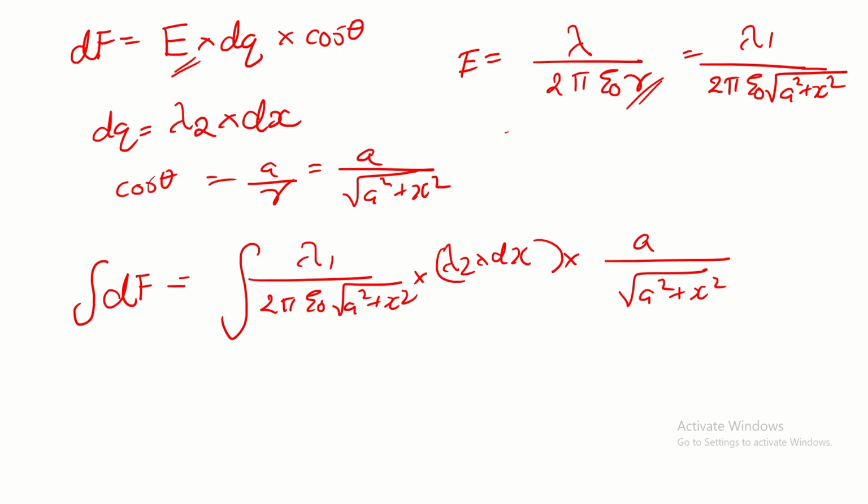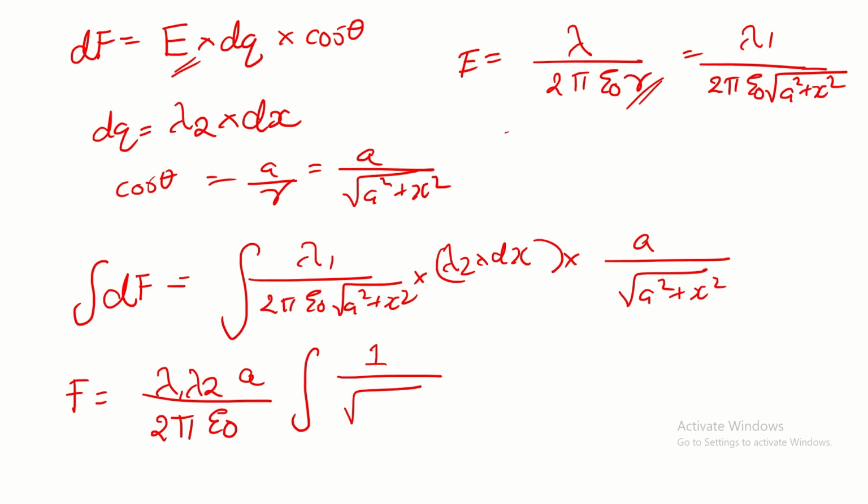Now integral dF would be F, the force of interaction between the two wires. If we take all the constants out, we'll have lambda 1 lambda 2 a by 2 pi epsilon naught into integral 1 by root a square plus x square into root a square plus x square, so the roots combine and we get a square plus x square into dx. So then we are stuck.